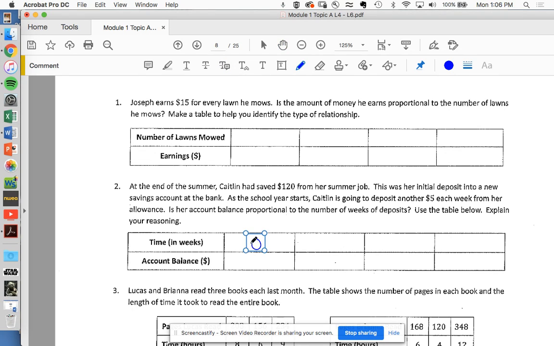This one. How much money did he have at the start? 0 weeks have gone by. How much money did Caitlin have? 0. $120. Okay. All right. So work through 1 through 3 for your homework. We'll talk about it tomorrow. Test is on Friday.